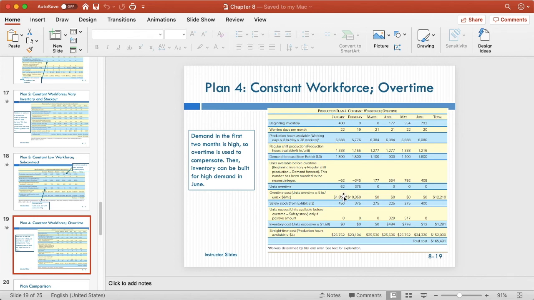Still, in January, do you have inventory? Think about this. At the beginning, you have 400. You further produce 1,338. But you need 1,800 to fit the market demand. Of course, you don't have inventory. You don't have any inventory in January. So, of course, you don't have the inventory holding cost for January. That's why all these are zero.